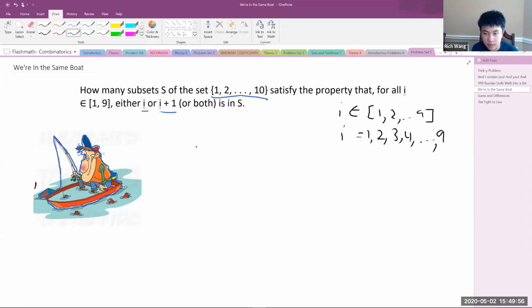So for example, if the element 1 is not in this set, then the element 2 must be in S, because it says that either i or i plus 1 or both is in S. So if 1 is not in, then element 2 must be in. And from here, we can quickly do some strange sort of recursion. I covered how to do recursion in one of my previous classes, so hopefully this makes some sense. So if we let f of n be the, oh wait, shoot, this is subsets.